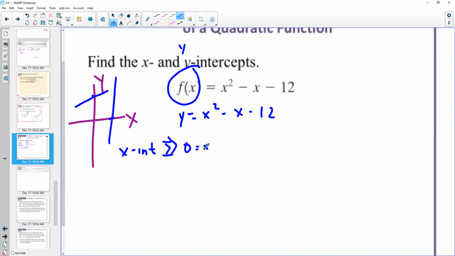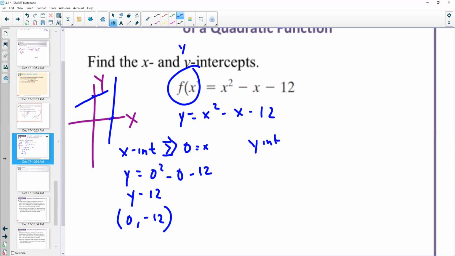So what I'm going to do is say y equals 0 squared minus 0 minus 12. Well, y equals negative 12. So the intercept is at 0, negative 12. Done. Okay?